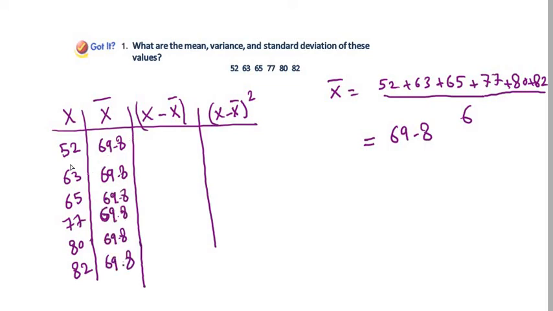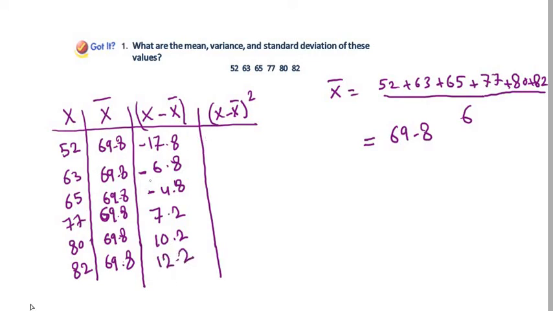Now we subtract. 52 minus 69.8 is negative 17.8. 63 minus 69.8 is negative 6.8. 65 minus 69.8 is negative 4.8. This is 7.2. Here it is 10.2. And the last one is 12.2.